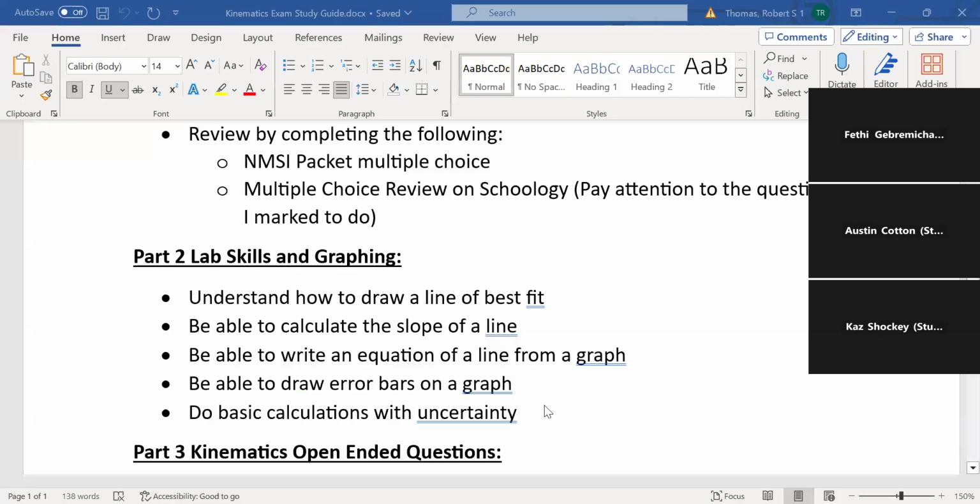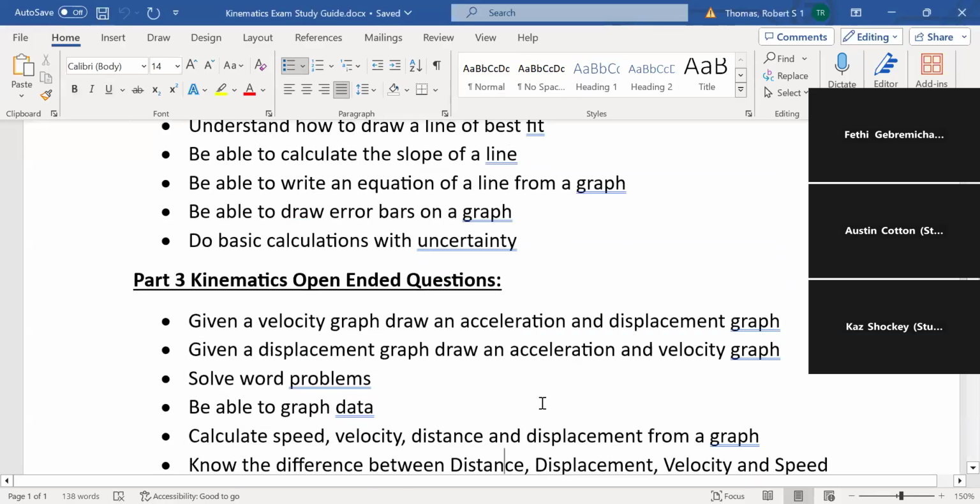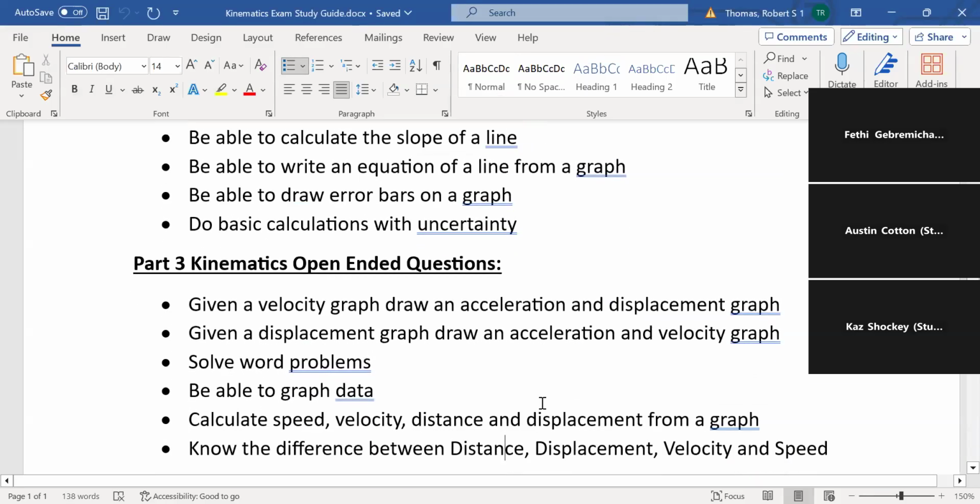All right, let me get back to this. All right, so we hit all these. Normally I would expect to have a lot of word problems here. I think there was only one word problem, which blows my mind.